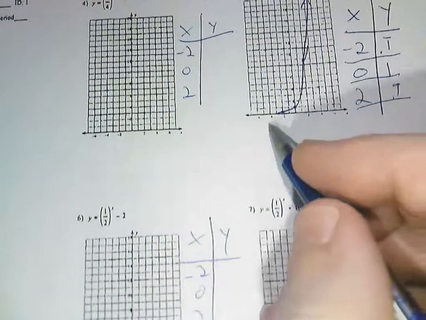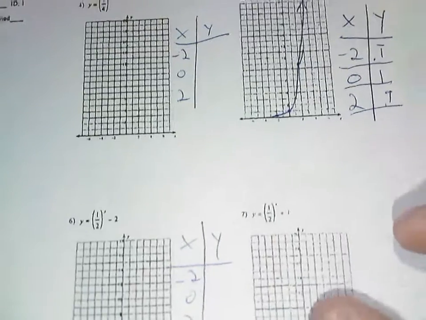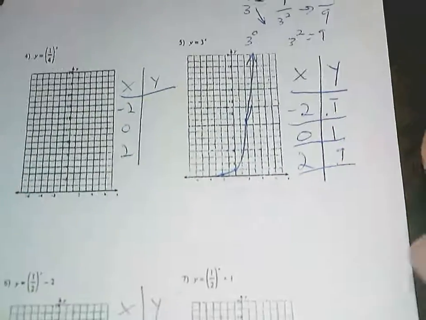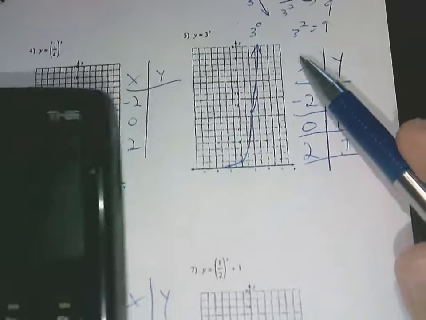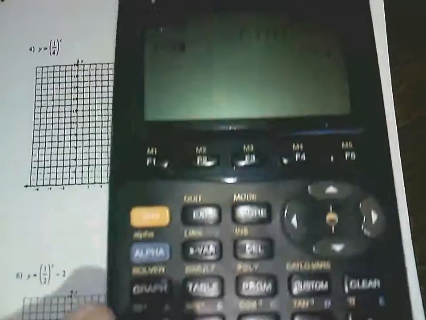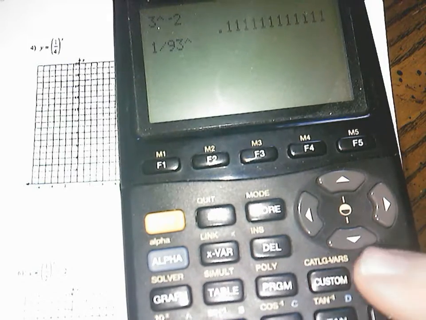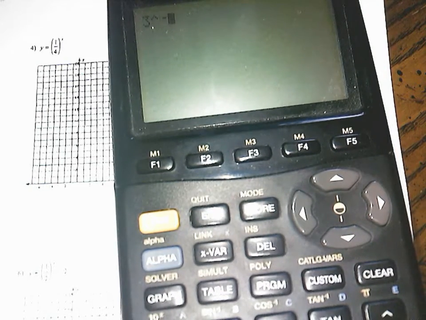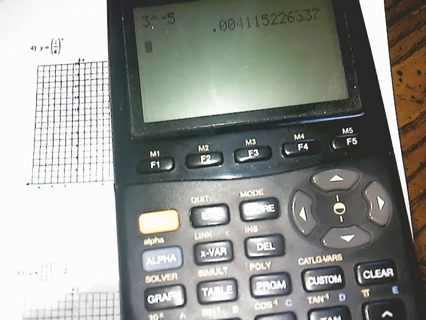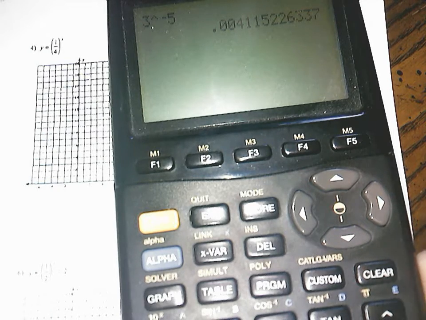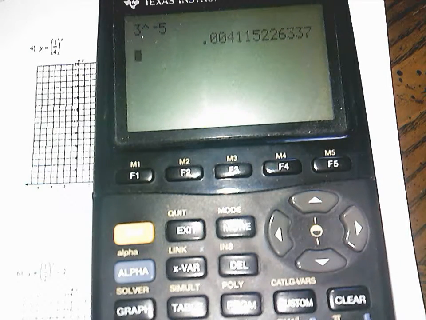Does it go past the x-intercept? Well, remember, negative exponents are negative numbers. So as we keep typing in bigger negative numbers, let's try it. 3 to the negative fifth is 0.04. Okay, that's still not less than 0, so it's still above the x-axis.